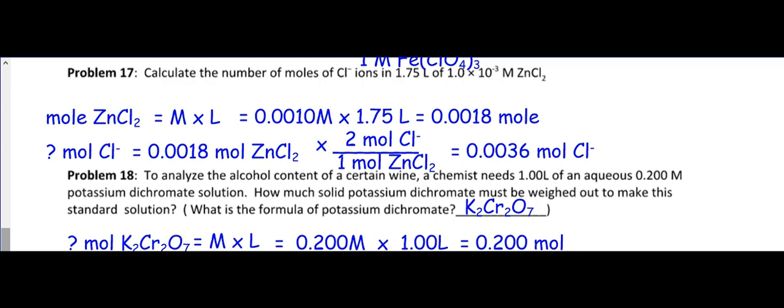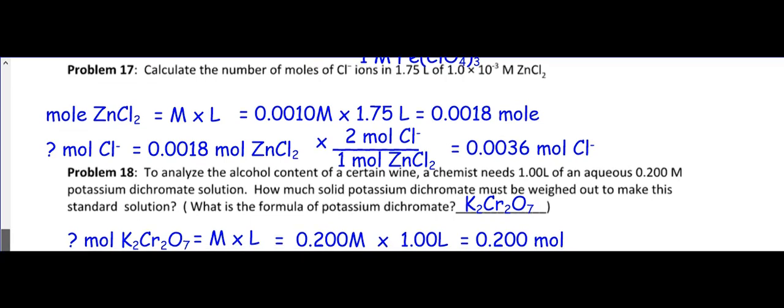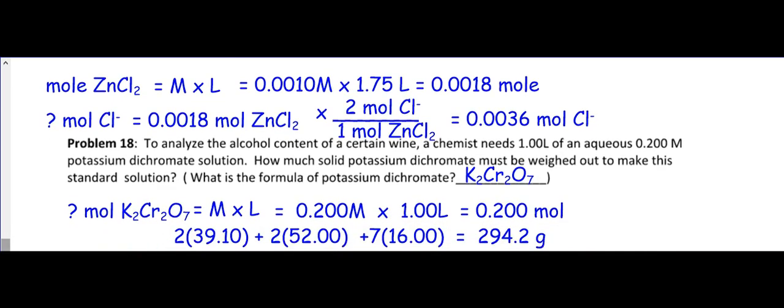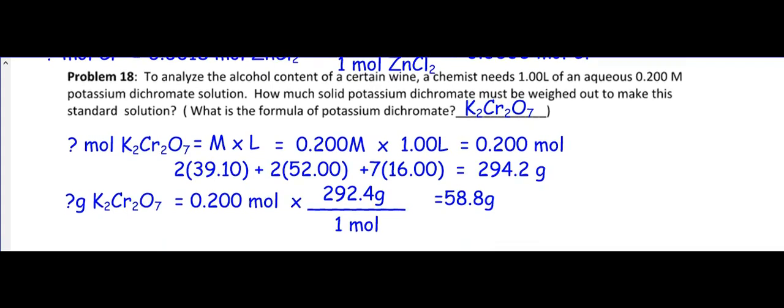Now what? I need grams, periodic table. Well, what do I have to know? I have to know the molar mass in order to convert the 0.200 moles into grams. So let's do that. And here's my work. I got a molar mass of 294.2 grams per mole. And now can I figure out how many grams I should weigh out? And there I go. Notice I'm factor labeling. Please do that too, okay?